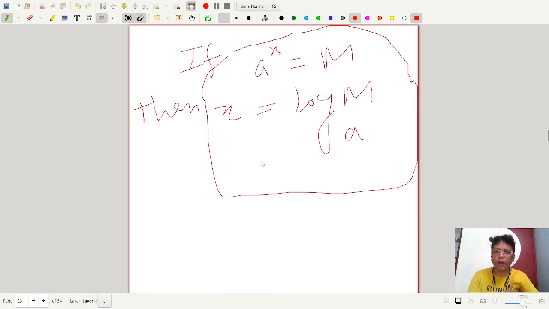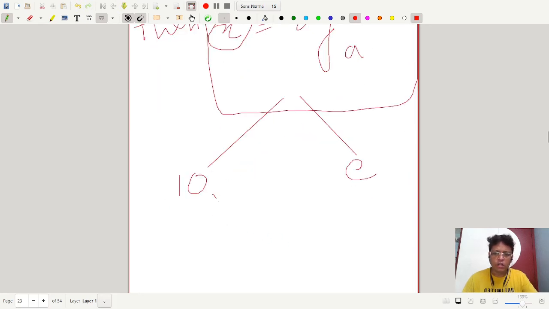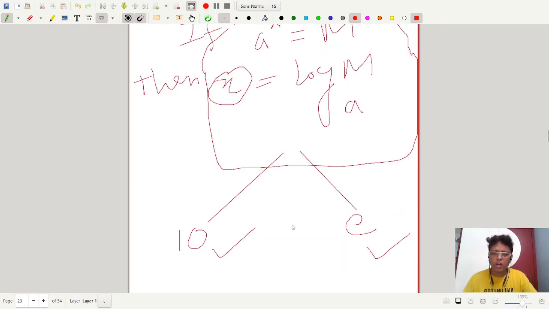That means you are solving for x. So you need x. This is the exponential function. You need x. So this is the definition of log. And this base can be of different types. Base can be 10 or base can be e. This is called common logarithm. This is called natural logarithm. Base can be 10 or base can be e, or base can be any other number, no problem. But there are two types of logarithm. One is a common logarithm, another one is a natural logarithm.